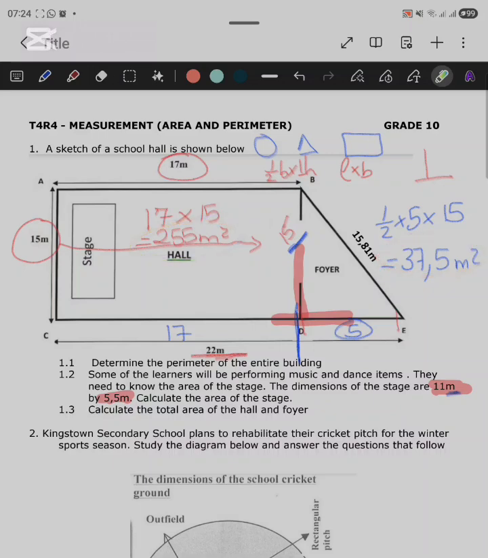So now I have my triangle, I have my rectangle there and there, and to get the total shape we're just going to put it all together because we want total. So we can then say, and I'll just do it over here, total area is 2255 plus 37,5, and when you add those together you're going to get to 292,5 meters squared. And that's the answer for number 3.